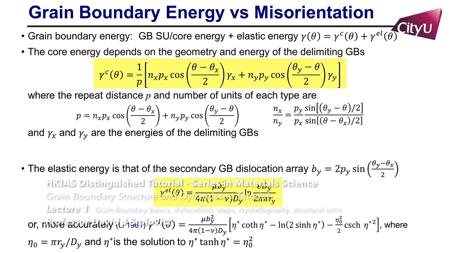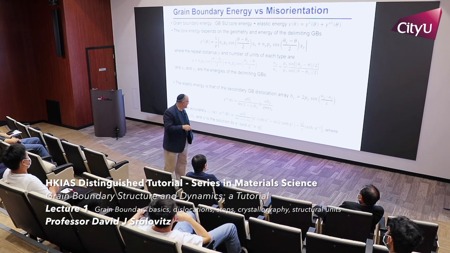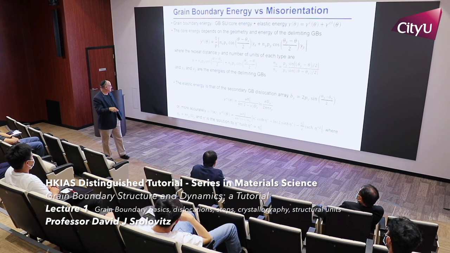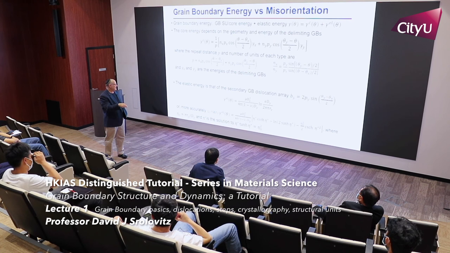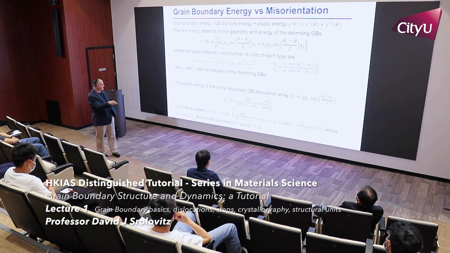The elastic energy is just energies of dislocations. And the energy of an array of dislocations is exactly what I told you before. But in fact, what I actually have to do is solve for this. If I tell you the value of theta, I've got to put in the values of D, the spacing there. So for a low angle boundary, it just goes like sine of the angle. That's the core size, that's the spacing.